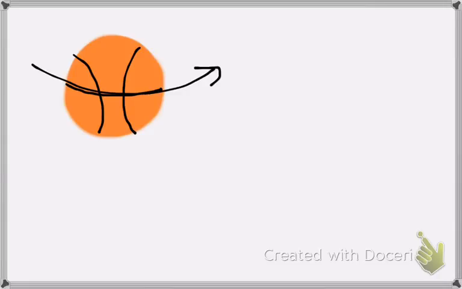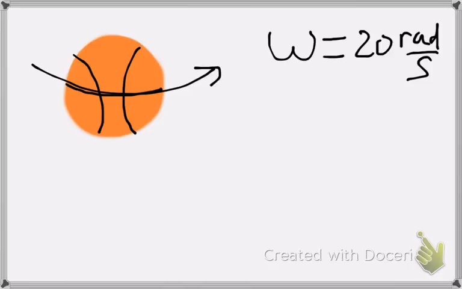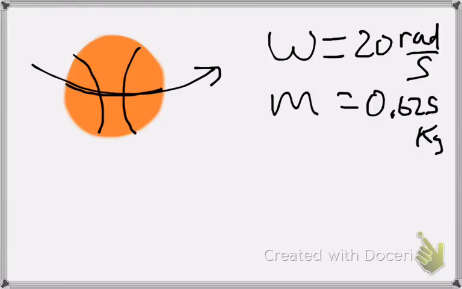Here's our basketball again, and it is spinning at this angular speed. It's going 20 radians per second. So I Googled really quick what the mass and the radius of a normal basketball would be, so we can get a reasonable answer. And it has a mass of 0.625 kilograms and a radius of 0.124 meters. So that's the standard radius and mass of a basketball.